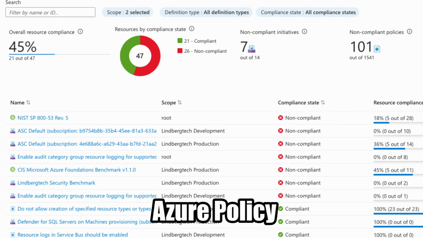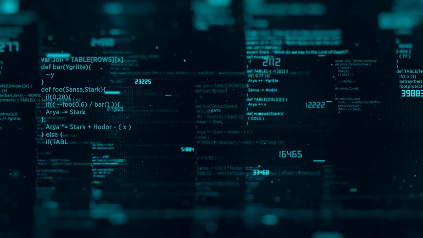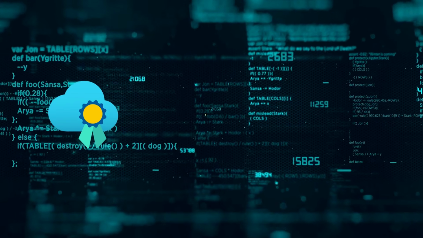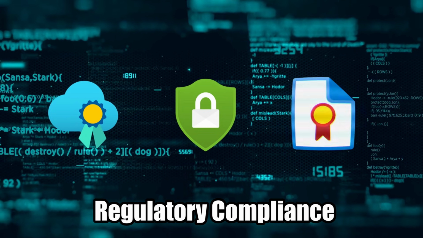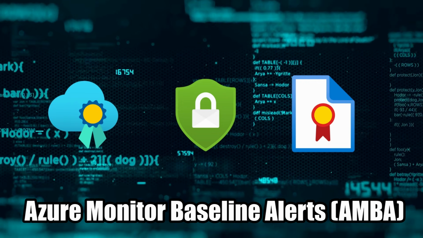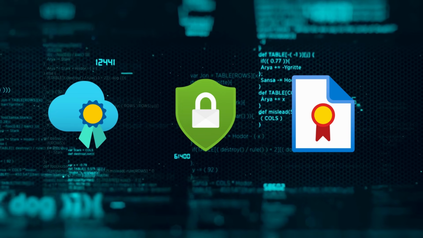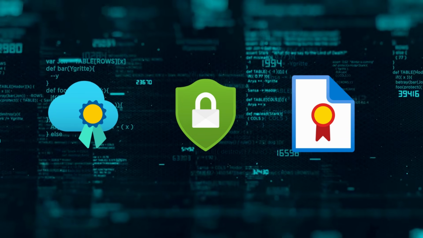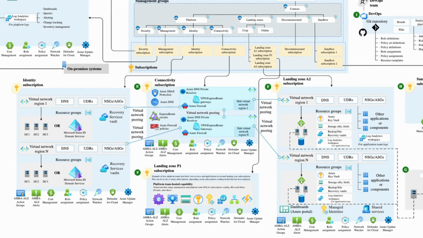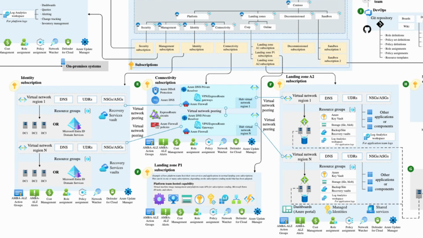Azure Policy is one of the most powerful tools in Azure. It powers the Azure Advisor, Defender for Cloud, regulatory compliance dashboards, AMBA or Azure Monitor Baseline Alerts, and even the entire Azure Landing Zone architecture, what we used to refer to as enterprise scale. In other words, if you understand Azure Policy, you understand how Azure enforces control at scale.